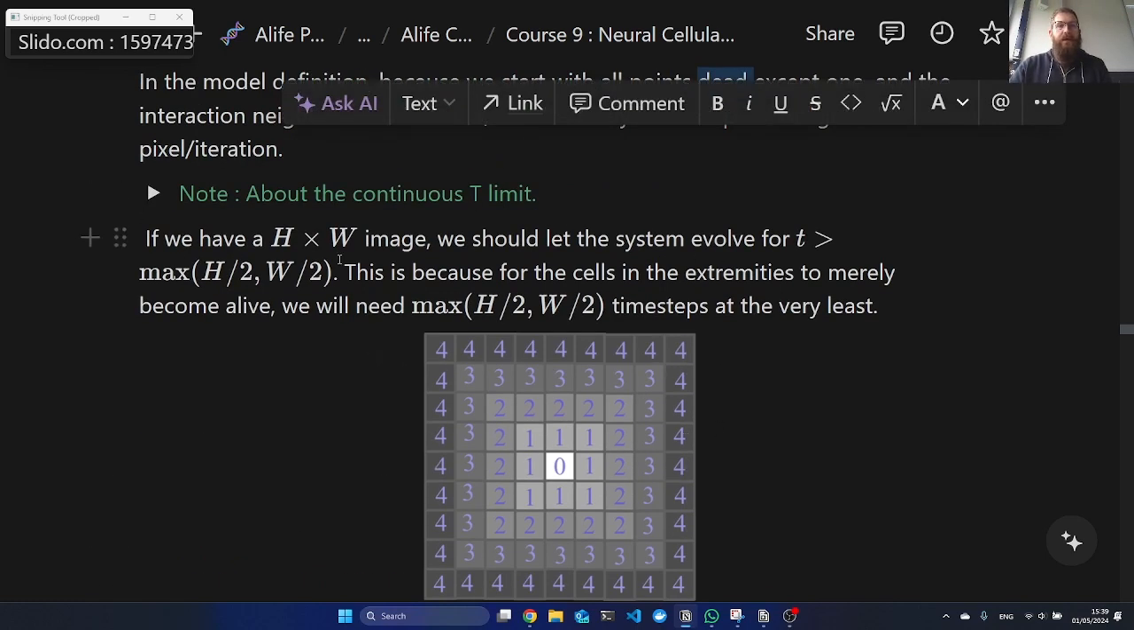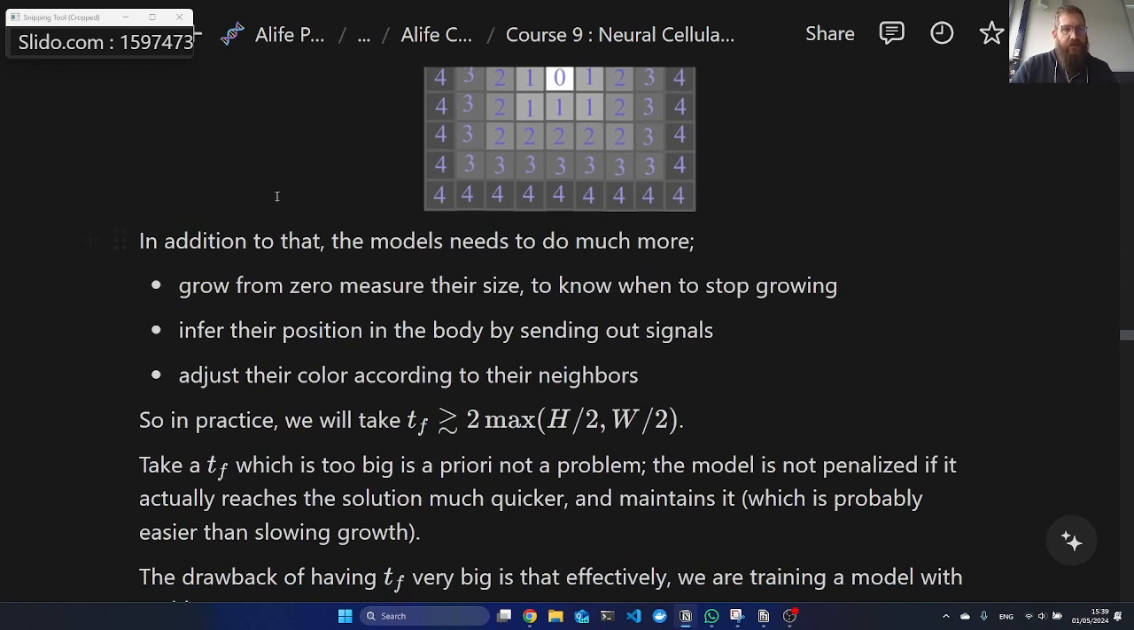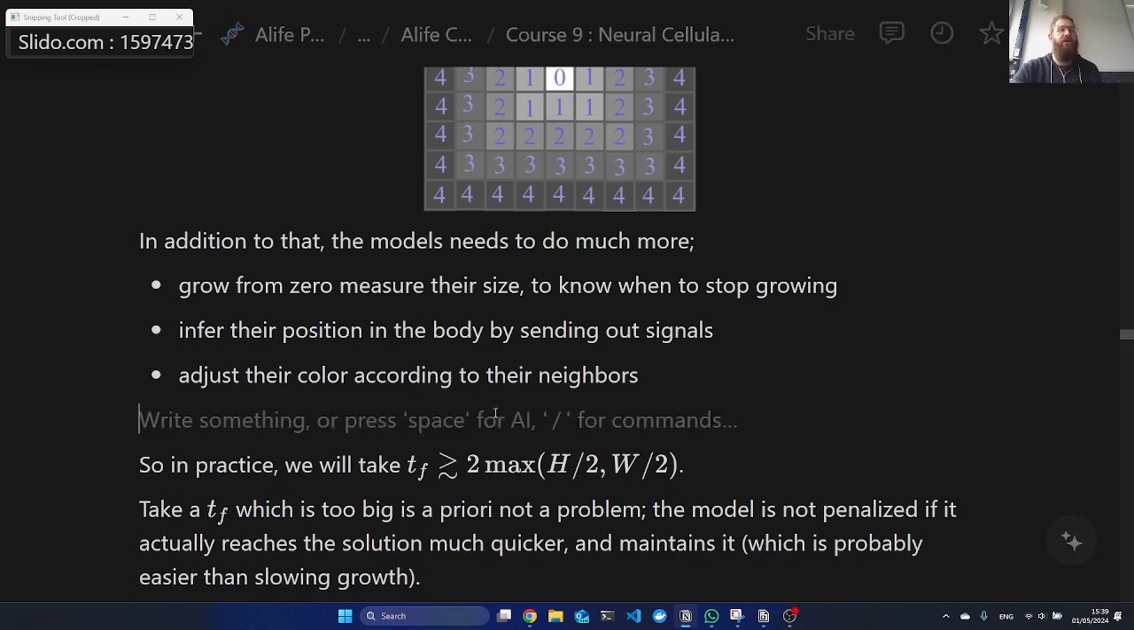So, yeah, so in addition to growing to the correct size, the model needs to do a lot more, right? So it has to grow from 0 to the size, but each pixel also needs to know where it's located on the fish. It has to adjust the color according to the neighbors. And so in practice, it will need much more time than the speed of light would give. I mean, much more light seconds than it would need to create the shape.